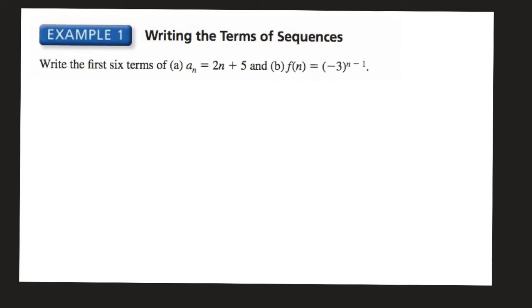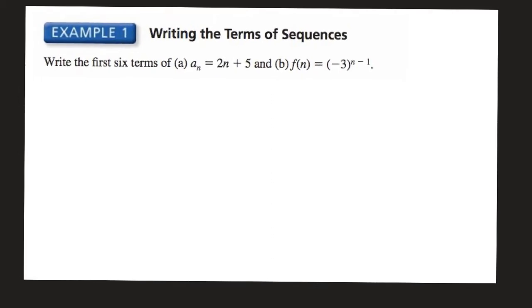All right, you guys, so what you're going to be doing is writing the terms of the sequences given these equations. Now, sequences are different than regular functions because they only include the whole number terms, whereas functions include all values of x, or in this case now we use n. So we are going to list it as a of 1, a of 2, a of 3, a of 4, a of 5, and a of 6.